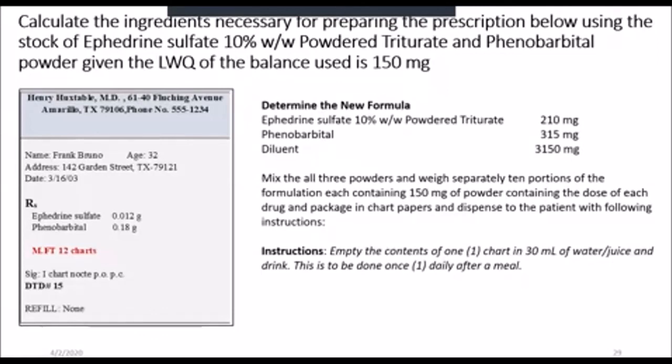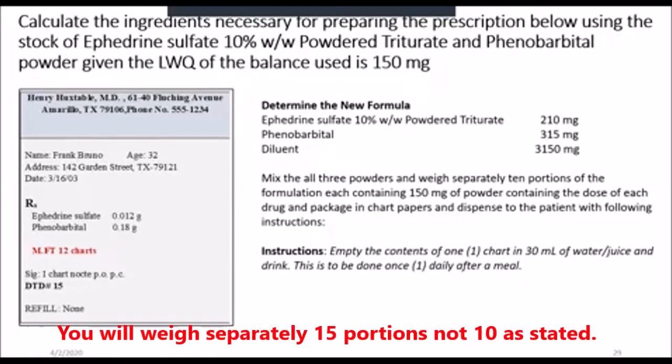Again, why are we only separately measuring 10 portions? This should be 15 portions. Okay, so we are going to mix all the three powders and weigh separately 15 portions because we are making 21 in excess, and we're only going to weigh 15 individually wrapped charts.